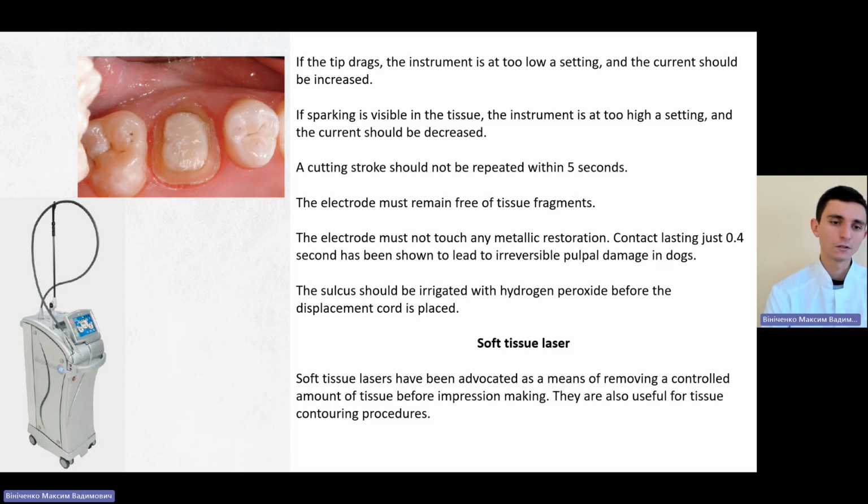The electrode must not touch any metallic restoration. Contact of just 0.5 seconds has been shown to lead to irreversible pulpal damage in dogs. The sulcus should be irrigated with hydrogen peroxide before the displacement cord is placed.